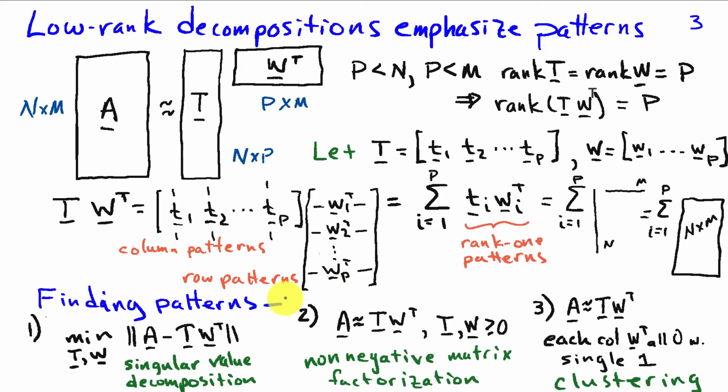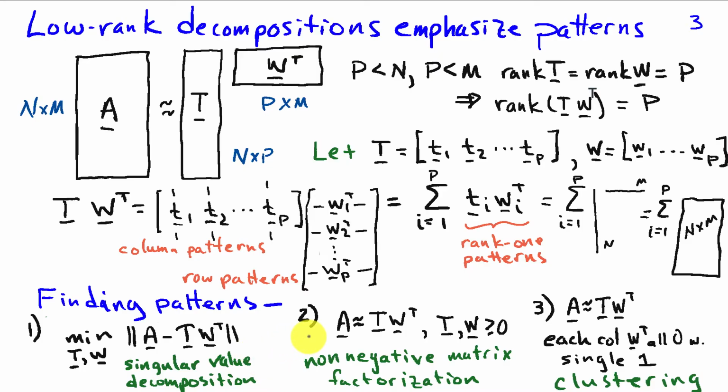Now, a really important question is how do you find good patterns, T and W, to do this kind of low-rank decomposition? And there are multiple approaches to this problem, 3 of which I've listed here. So one approach is to say that you want to find the T and the W transpose that are rank p so that this product, T W transpose, is the closest possible to the matrix A in the sense of some norm. And we'll look at a specific norm and find that this leads us to the topic of singular value decomposition of the matrix A.